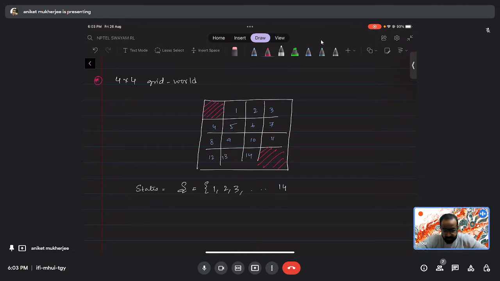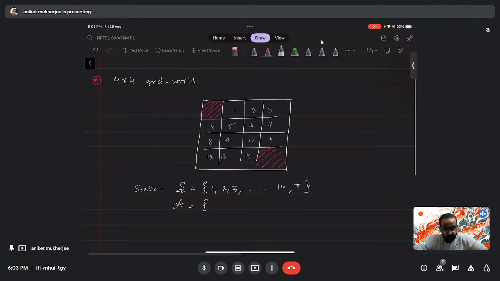So would it just go till 14 or would it also include the terminal state? It should also include the terminal state, yes. So let me call it T. And the action would be left, right, up, down. So is it okay if I indicate it with arrows? Yeah.